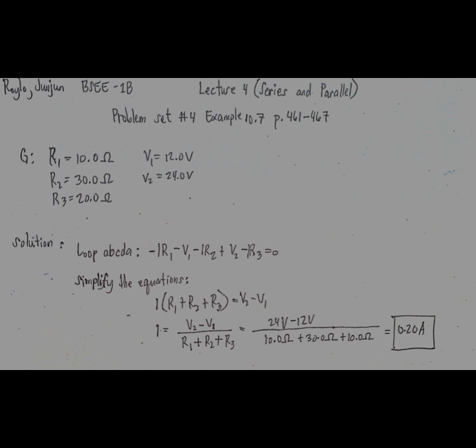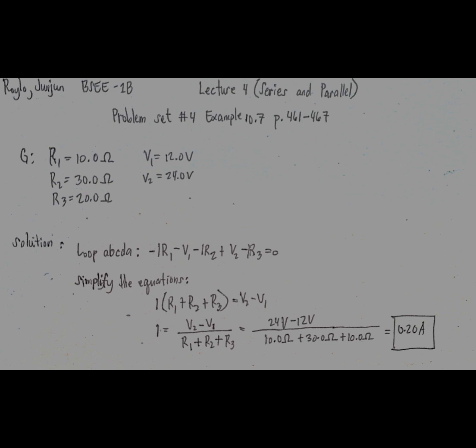Applying the junction rule yields the following equations. We have one unknown, so one equation is required. Then loop ABCDA: negative I R1 minus B1 minus I R2 plus B2 minus I R3 is equal to 0. So we're going to simplify the equation by placing the unknowns on one side of the equation. So we're going to use the values that are given in the figure.